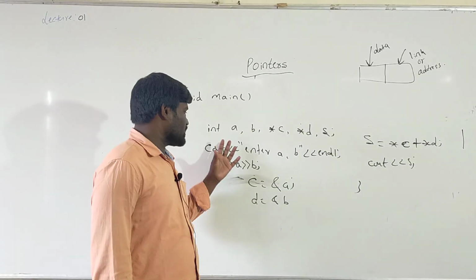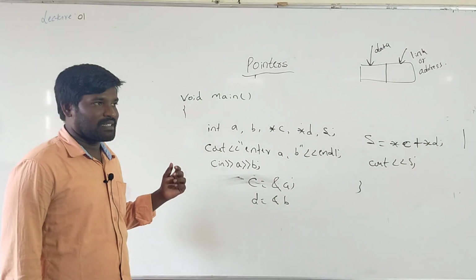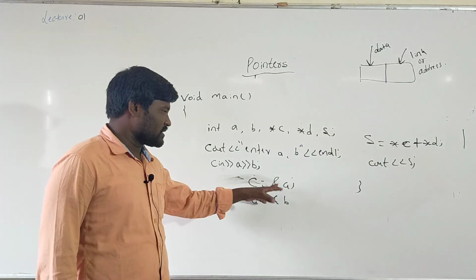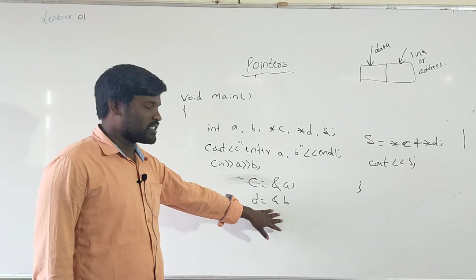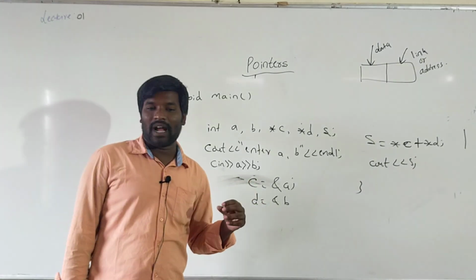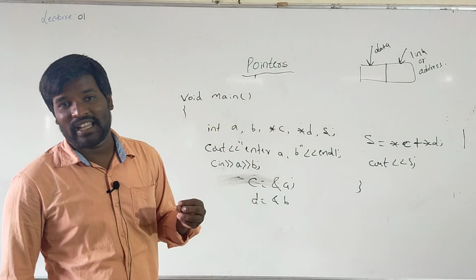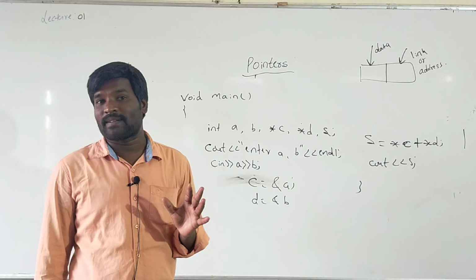So first I read the values of a and b. For example, 10 and 20. Finally the address of a is stored in C and the address of b is stored in D. If I want to add, addresses cannot be added. 101 and 102 cannot be added.